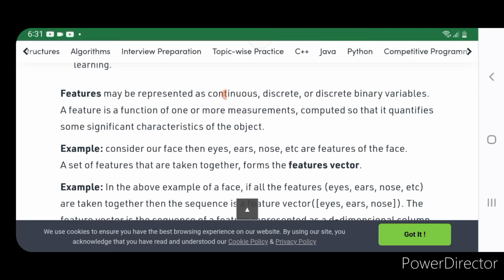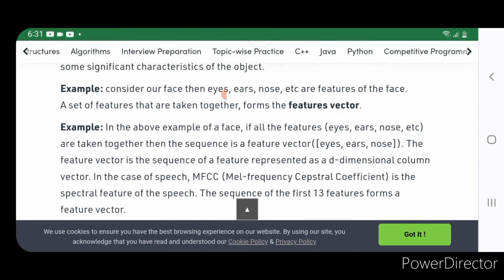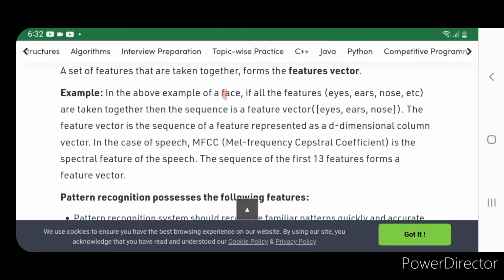A set of features that are taken together forms the feature vector. Example, in the above example of a face, if all the features eyes, ears, nose are taken together, then the sequence is the feature vector: eyes, ears, nose. The feature vector is the sequence of features represented as a d-dimensional column vector. In the case of speech, the mel frequency cepstral coefficient is the spectral feature of the speech. The sequence of the first 30 features forms a feature vector.